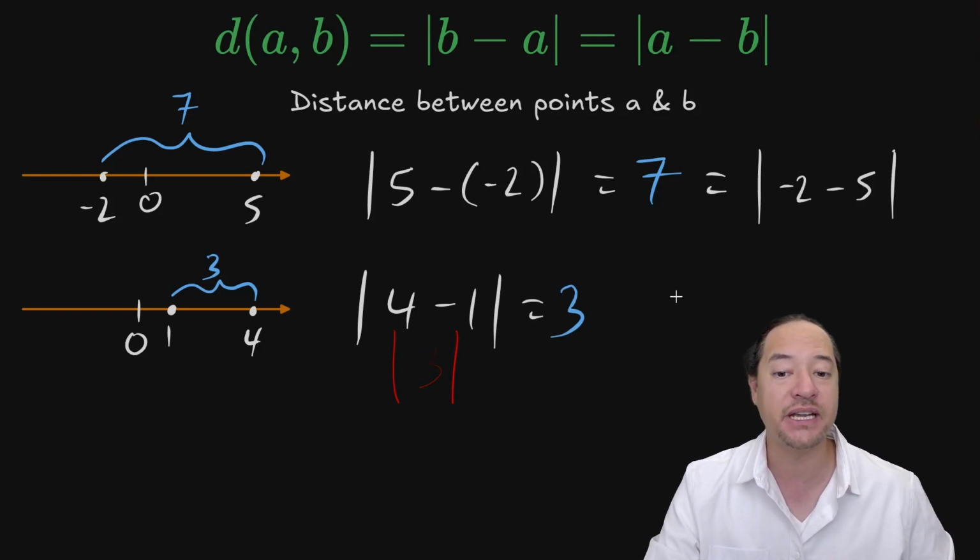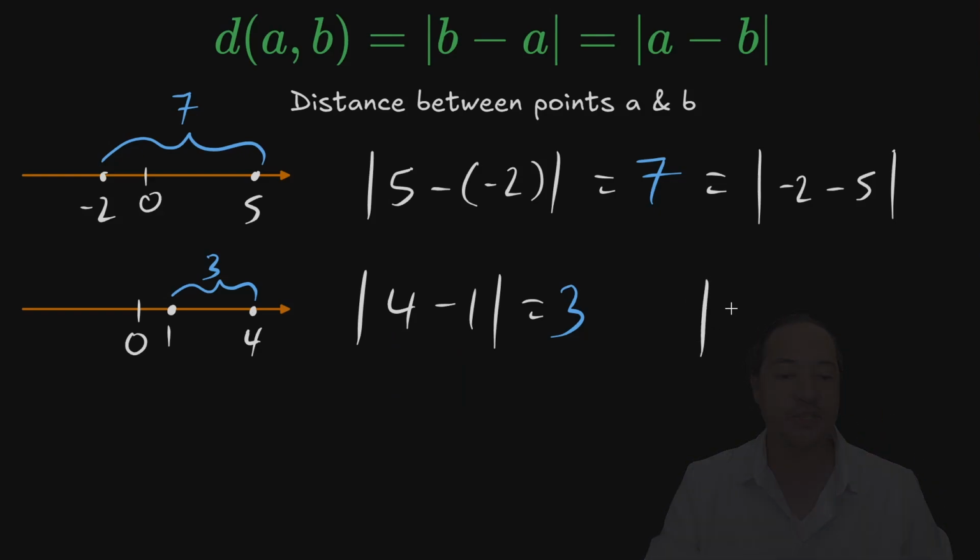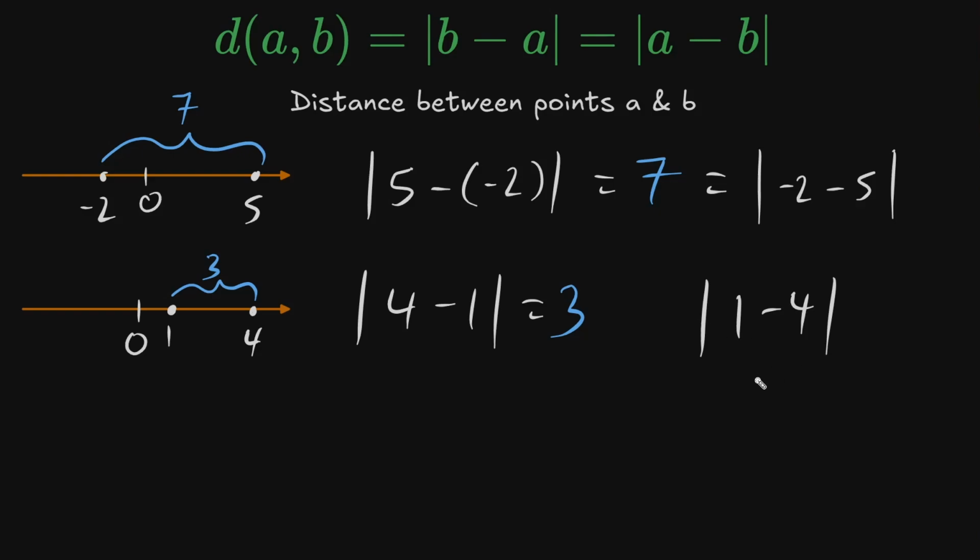We're getting 3. Let's swap the order here. Let's take the absolute value of 1 minus 4. What do we get here? Well, 1 minus 4 is going to be negative 3, but we're taking the absolute value. So again, that is just going to give us 3. So once again, it works.